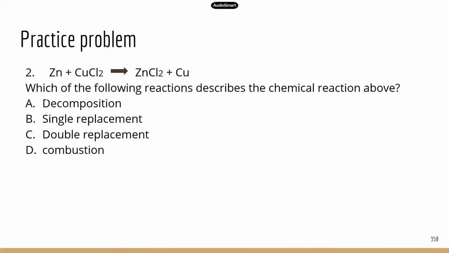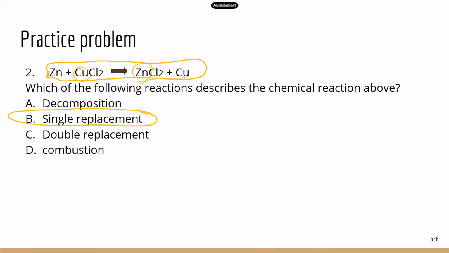Number 2, in this chemical reaction shown here, what type of chemical reaction does this example demonstrate? So zinc reacts with copper chloride, which generates zinc chloride and copper. So which one is it? Now, the only component that gets replaced is over here, right? So basically zinc replaces copper and forms zinc chloride. So that's going to be a single replacement.